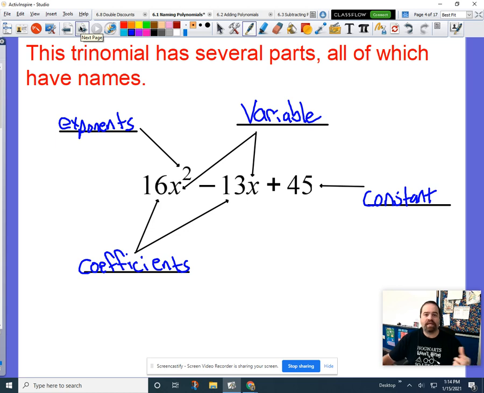Basically, homework-wise, I'm going to give you an expression. I'm going to ask you what a certain part of it is, and then you just pick the right answer. It's basically going to be a lot of multiple choice.